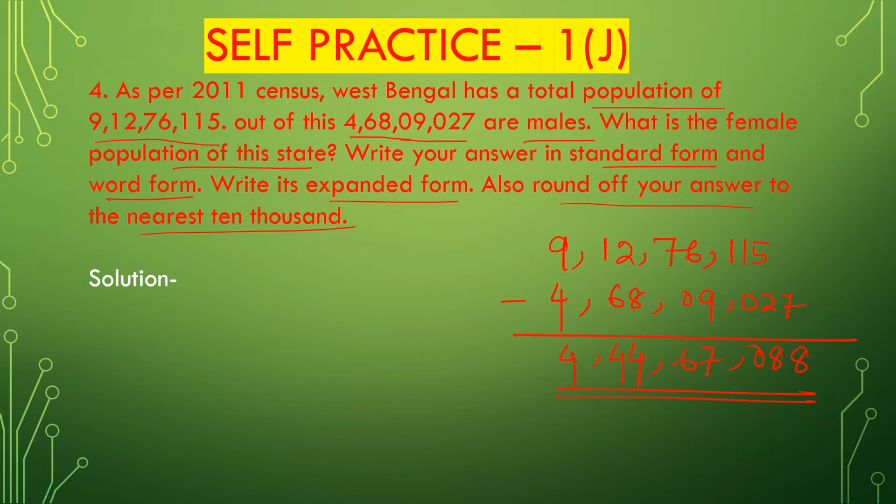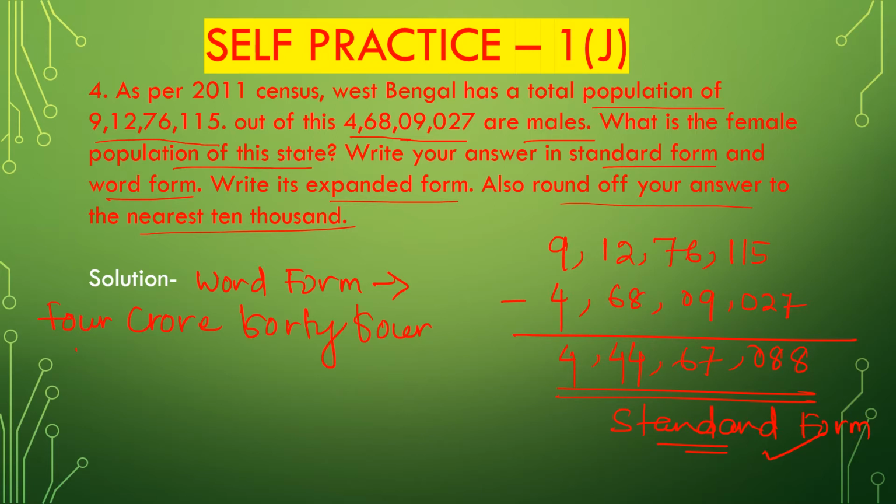Now write your answer in standard form. This is the standard form, 4,44,67,088. This is in standard form. Word form will be four crore forty-four lakh sixty-seven thousand eighty-eight. This is in word form.